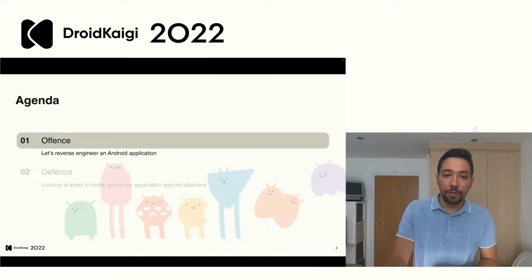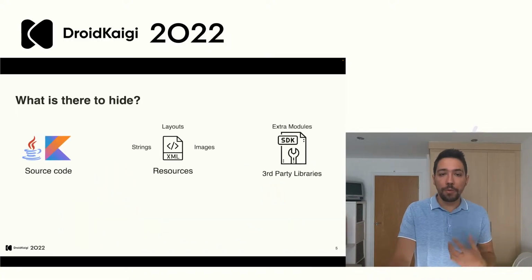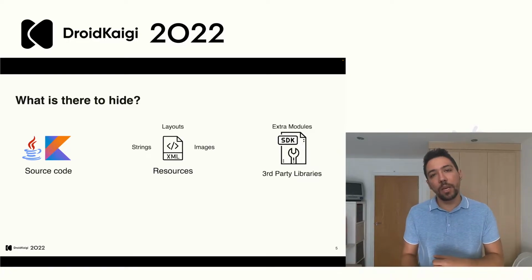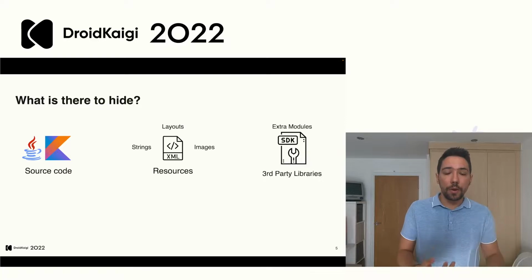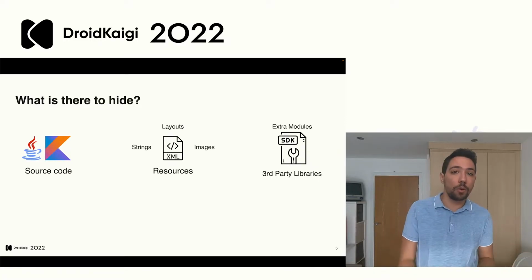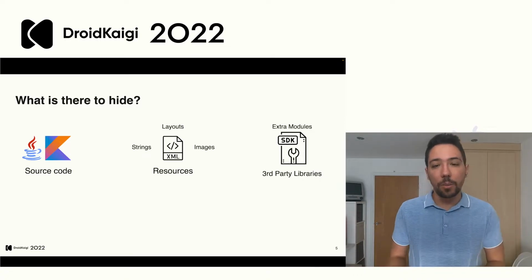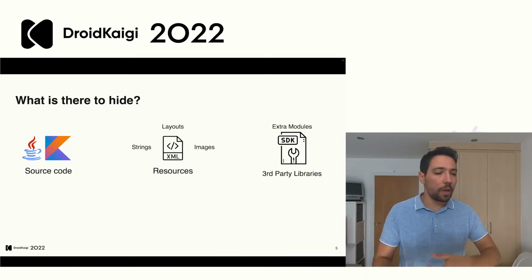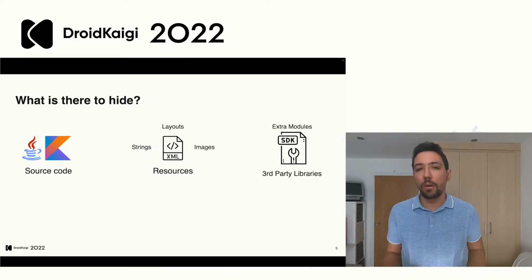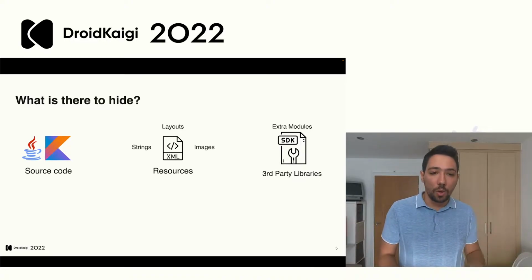So let's start with the offense. Before we actually get to reverse engineer the application, let's begin by talking about what there is to hide within the application. So first, of course, the first and foremost is the source code, any type of Java or Kotlin code that we are writing as developers. Apart from that, there are the resources, so any strings, layouts, images, fonts, anything that you might add within the resources of your applications is also there to hide.